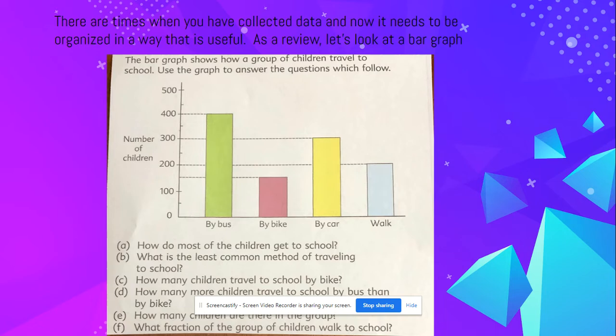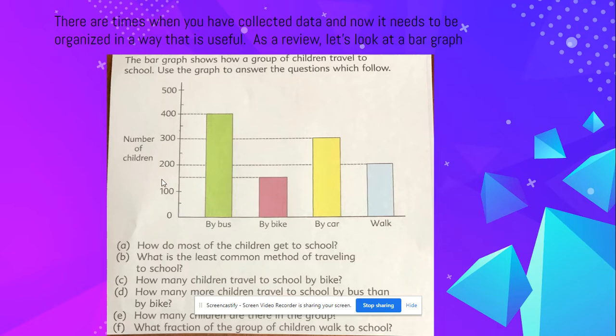So if we look at our x-axis, which is always going to be your line going across the bottom of your graph, it's how they're organizing their graph by category. And those four categories are by bus, by car, by bike, and by walking.